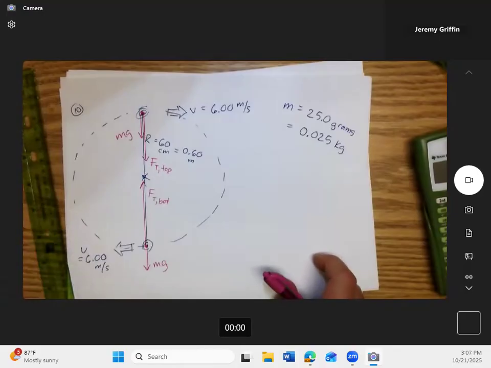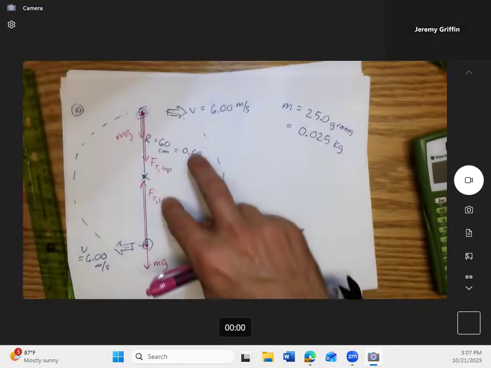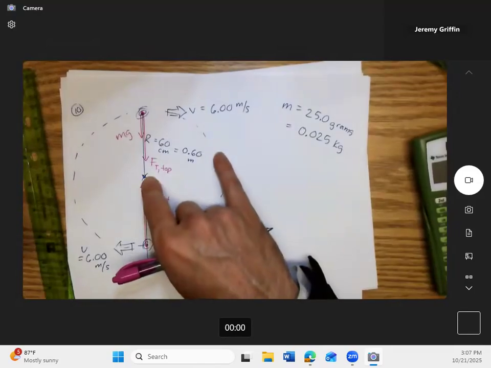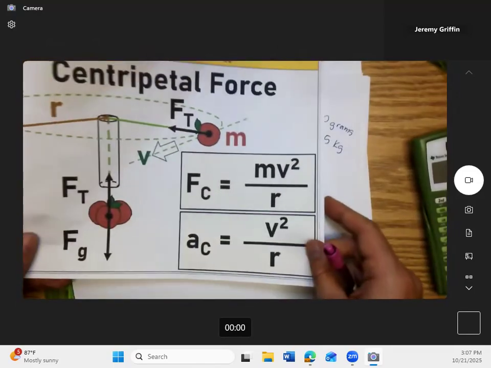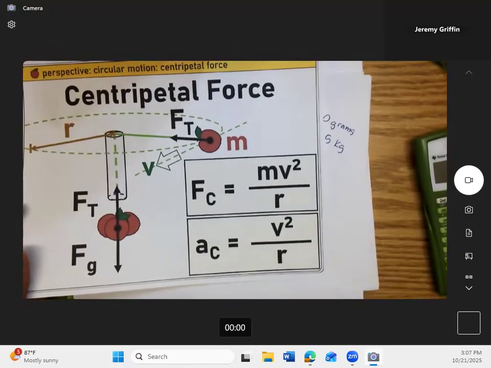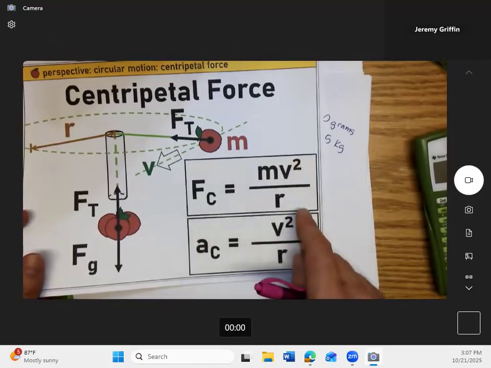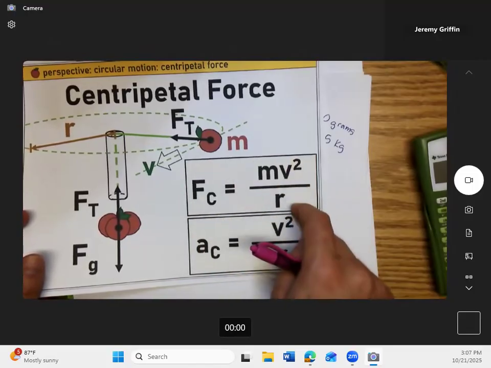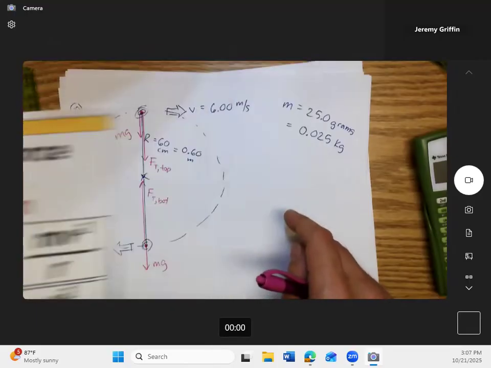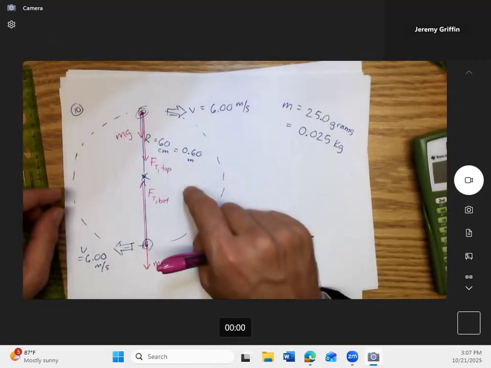Now, we have a speed v and we have a mass. And we also have a radius of curvature, which is 0.6 meters. So is there enough information to, okay, let's do this. Can you calculate centripetal force? Once you've got centripetal force, would that be the combination of these forces acting together, the weight plus the tension?